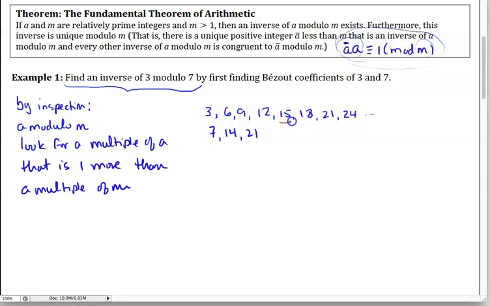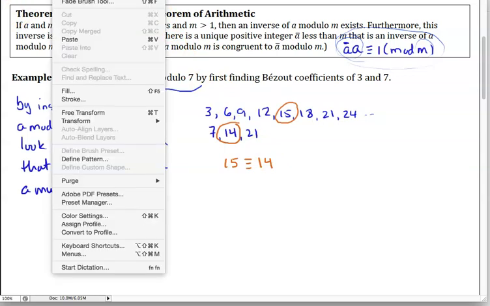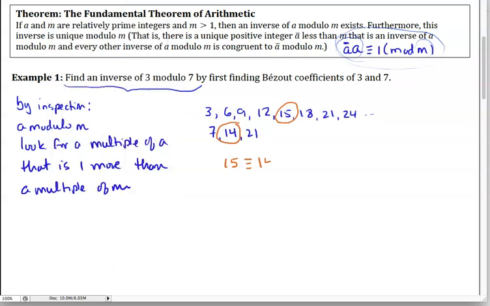We can spot that 15 is 1 more than 14. So I found a multiple of a that's 1 more than a multiple of m. So I can write 15 is congruent to 1 mod 7, because 7 is going to divide into 15 minus 1. And I wanted a multiple of 3 because I can break 15 up into 5 times 3 is 1 mod 7.